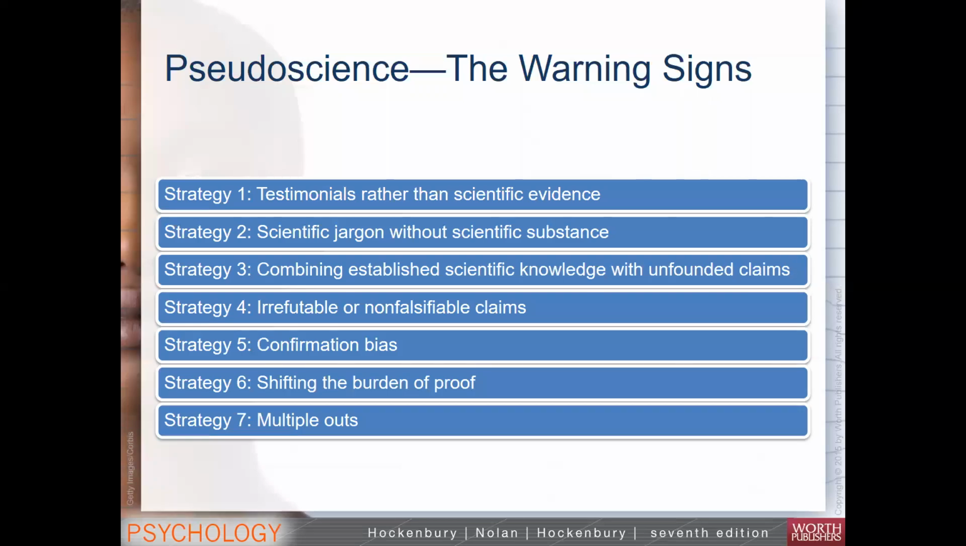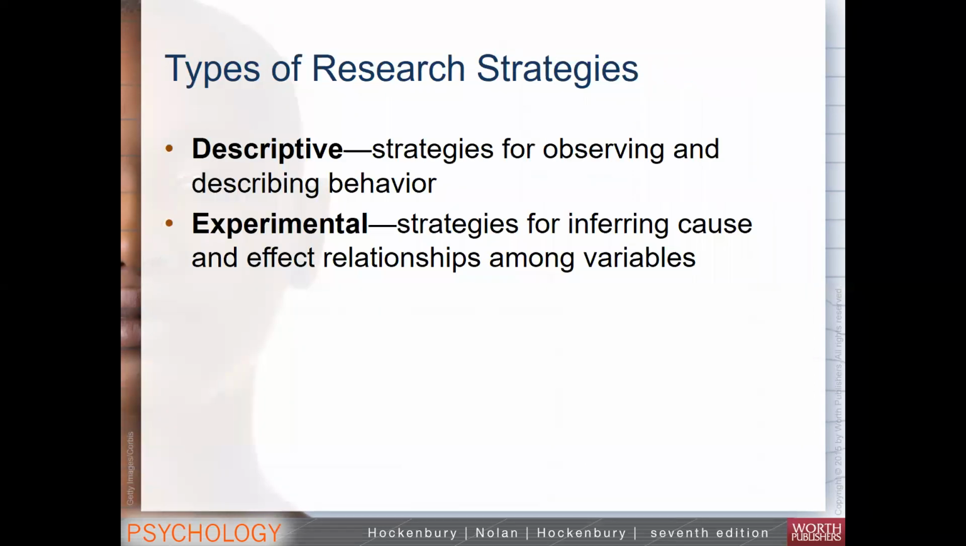Okay, so what we're going to do is move from pseudoscience to different types of research strategies. We're going to start with descriptive research strategies, which is how we organize behavior, organize data, observe using observations, and also describe behavior using different data. We'll talk a little bit about that, and then we'll move on to the experimental strategies of actually being able to establish cause and effect relationships among variables.